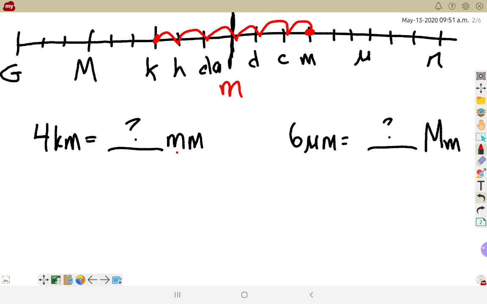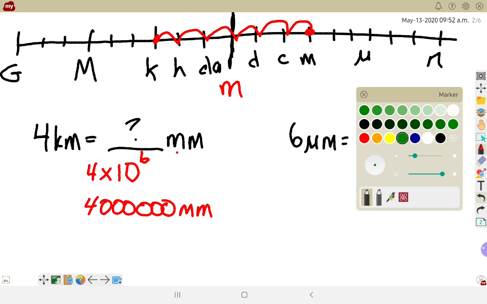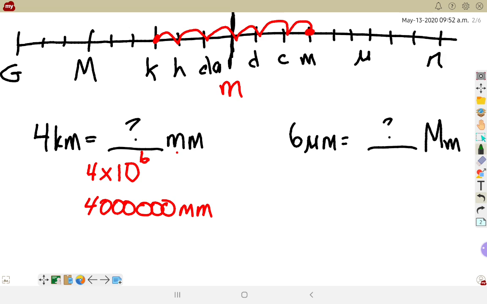And since I've moved 6 spaces, that represents a change of 10 to the exponent of 6. So I'm going to take my 4 kilometers, multiply it by 10 to an exponent of 6, and that gives me 4 million millimeters. Okay? Let's look at the next one. I've got 6 micrometers, and I'm going to change them into megameters. Okay, so now I'm starting with a small measurement and changing it into a big one.